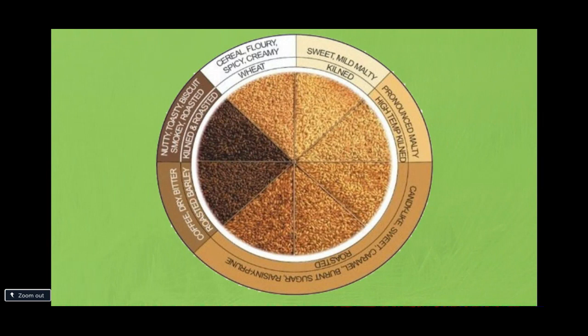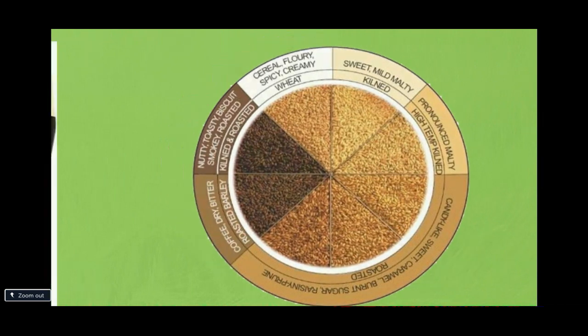So there's all sorts of ways that you can kind of manipulate the malt itself, and you can look into this in more depth. But what's really important to note is that you are either taking the malt as it is, you're kilning it, or you're roasting it, or you're doing both. And this gives you different flavour combinations. And this also changes the colour.